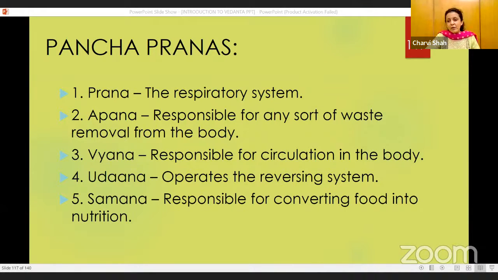That is why. So, Pran, Apan, Vyan, Udan, and Saman. These are called the Pancha Pranas. They are the life-giving forces. They function behind the Jnanendriyas and Karmendriyas. They give energy to the Jnanendriyas and Karmendriyas. They make them work.